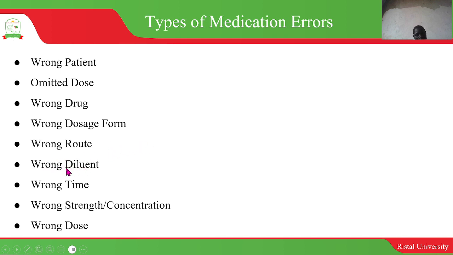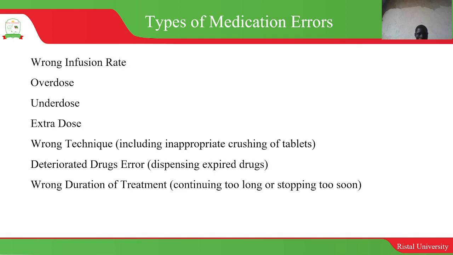Okay, some drugs need a diluent, which is a chemical constituent that we use for diluting a drug. So if you use the wrong diluent for this particular drug, sometimes you expect already a vigorous reaction within this drug, and by the moment it's administered, it's already a different scenario altogether in the body. Also, wrong timing, wrong strength or concentration of the drug, and also wrong dose. All these are different types of medication errors that arise.